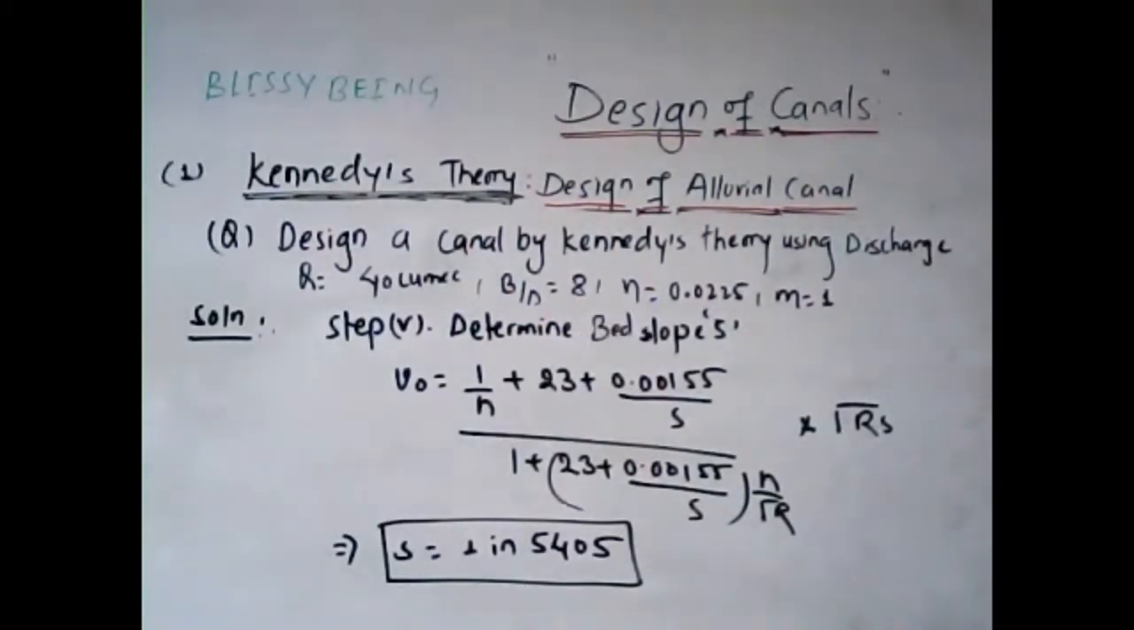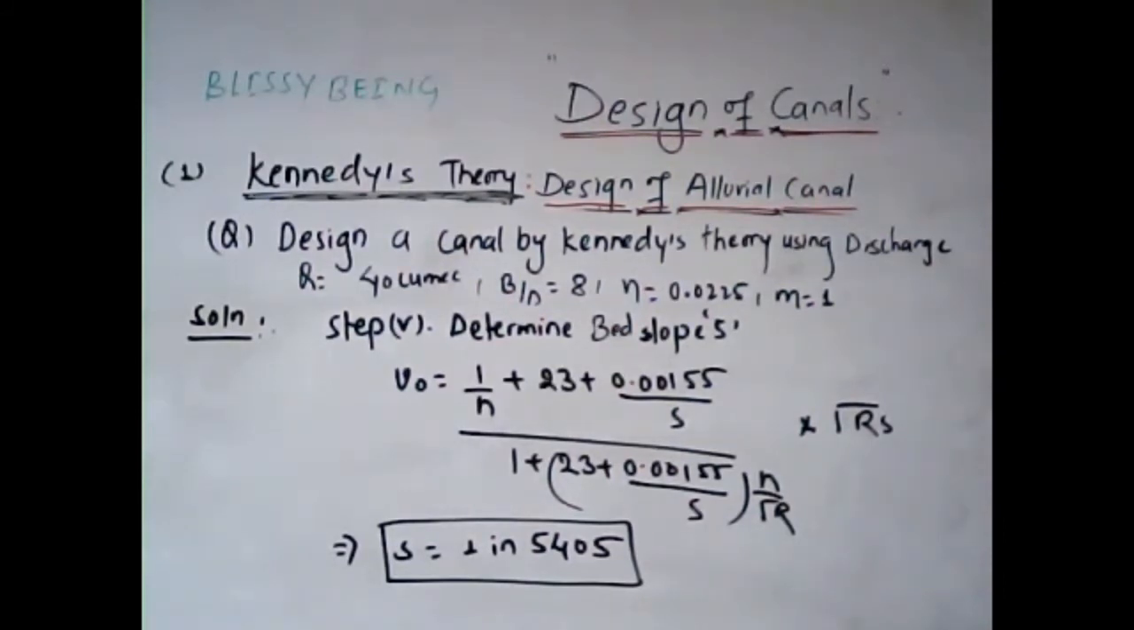So friends, the last step is to determine the bed slope S. The bed slope can be determined from Kutter's formula, that V0 equals 1 by n plus (23 plus 0.00155 by S) divided by 1 plus (23 plus 0.00155 by S) multiplied by n by root R, multiplied by root RS. So this is the formula of Kutter's equation.